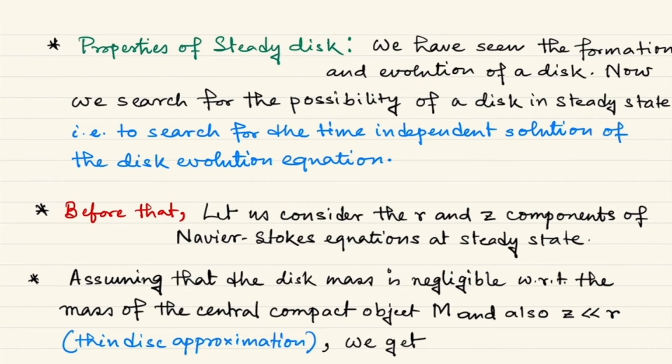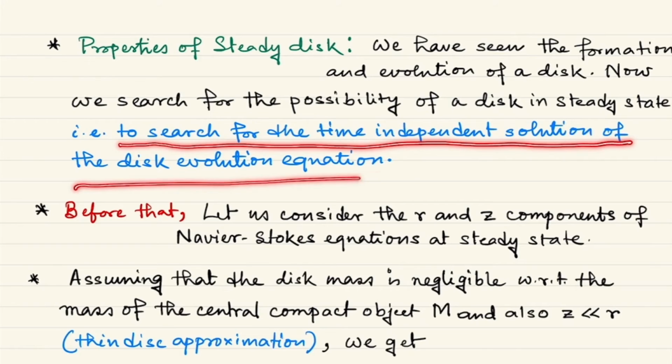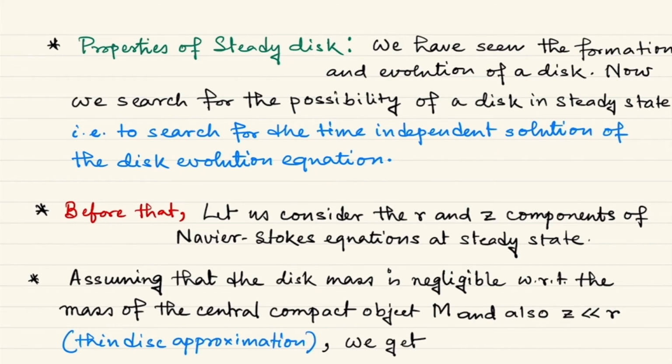So we have now seen the formation and the evolution of a disk. Now we search for the possibility of the disk in steady state. That means we would like to search for the time independent solution of the disk evolution equation. That's a routine process in physics. But before that, let us consider the R and Z components of the Navier-Stokes equation at steady state, and we will see something very interesting.